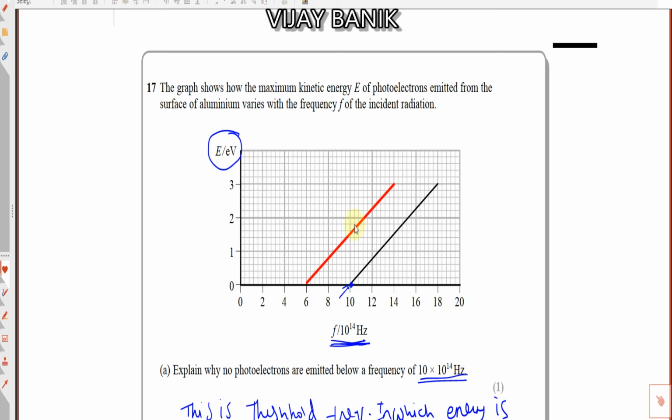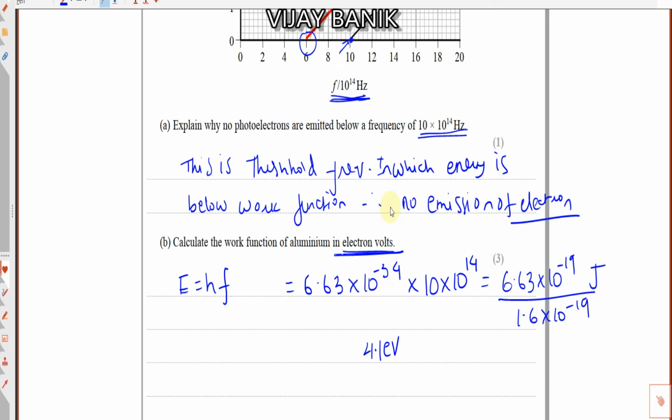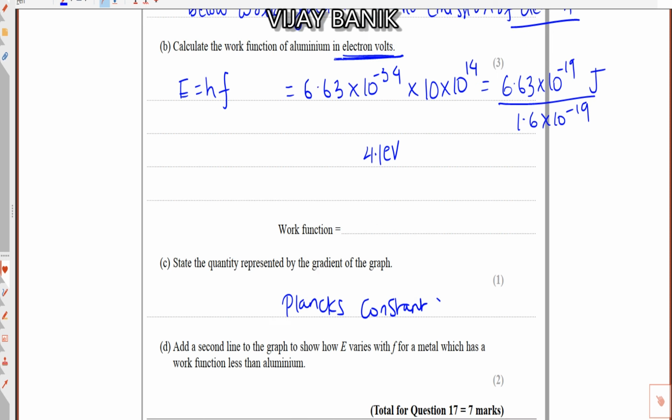It should be parallel. Why should it be parallel? Because the value of h is the same, the gradient should be the same. Planck's constant does not change. Its work function was less, therefore its threshold frequency is going to be less. But the line should be parallel to the original one. I hope you guys understood this question as well. We will go now to the next question.